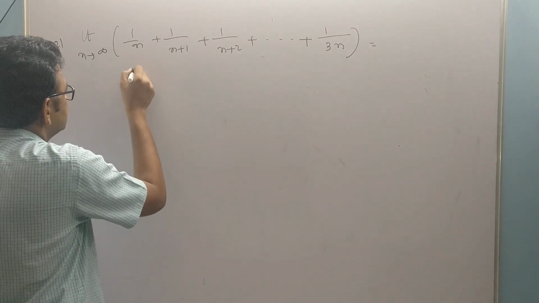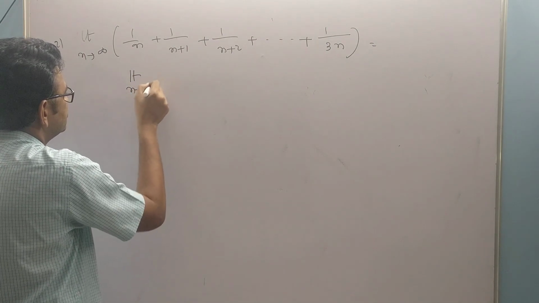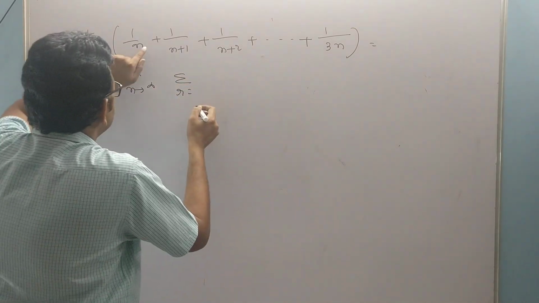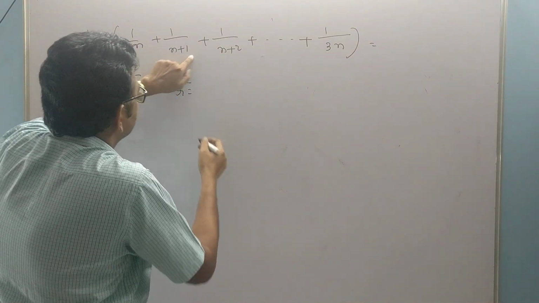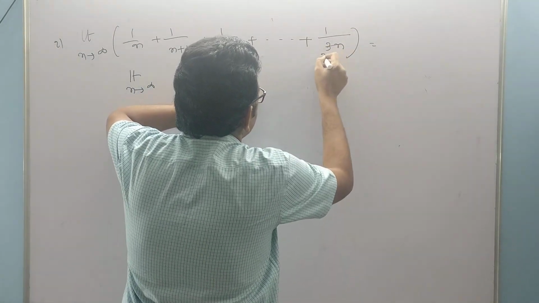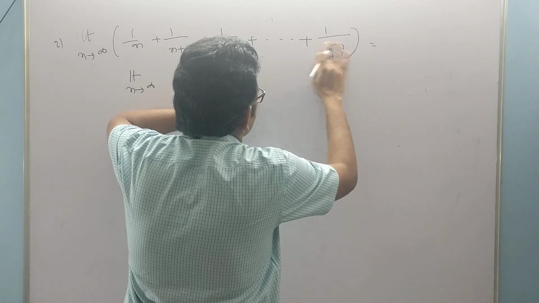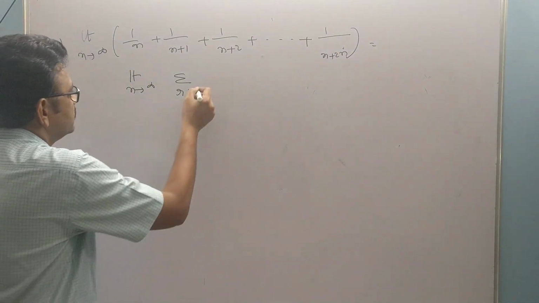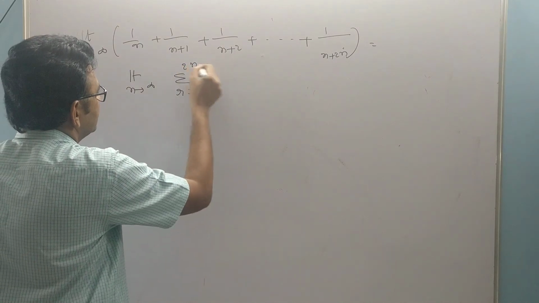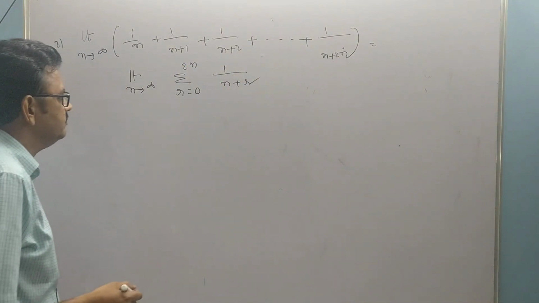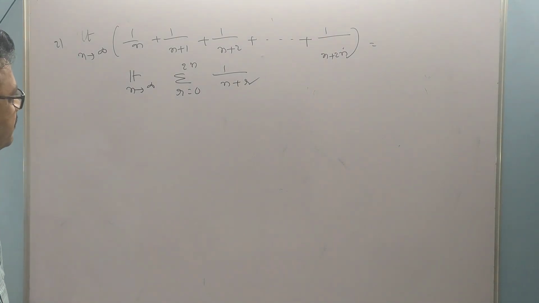First reduce it: limit of n tends to infinity sigma, you write r equal to, so this is n plus 0, n plus 1, n plus 2, up to n plus 2n. Okay. r equal to 0 to 2n, 1 by n plus r.